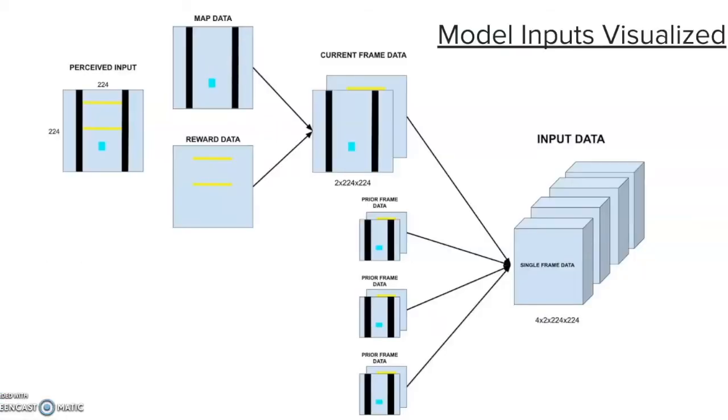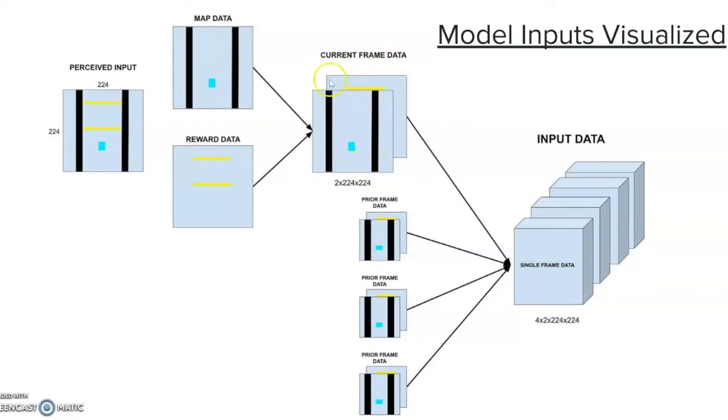So let's discuss the inputs to the model. On the left, we can see our perceived input, what we want the car to understand. The light blue represents the vehicle itself. The black lines represent the border of the track and the walls. These yellow lines represent checkpoints or reward lines that the car wants to reach, right? The occupancy map data is separated from the reward data. That way, our model doesn't have to work harder to understand the difference between the two.